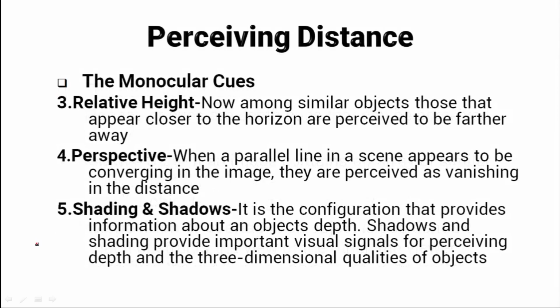Now, the relative height. Among similar objects, those that appear closer to the horizon are perceived to be further away. The relative height and the diagonal lines within objects can create an illusion of depth or motion, which allows our brain to interpret a two-dimensional image as having three-dimensional depth. By understanding these cues, we can perceive depth and create a sense of three-dimensionality in a two-dimensional image.